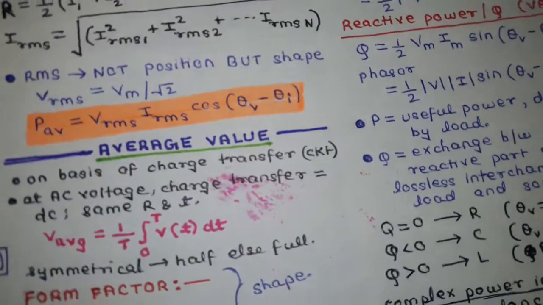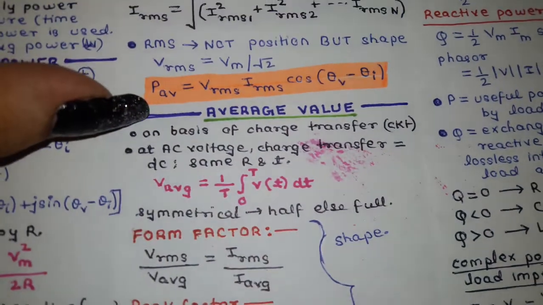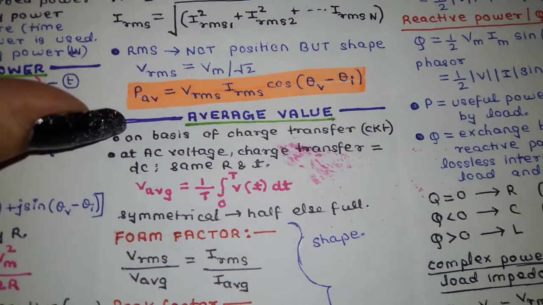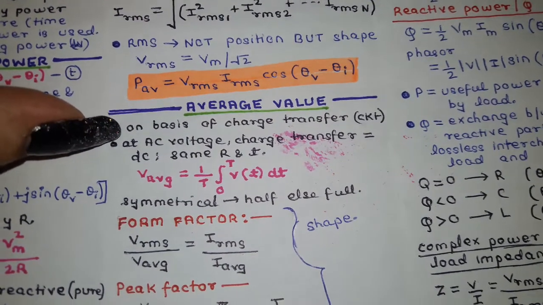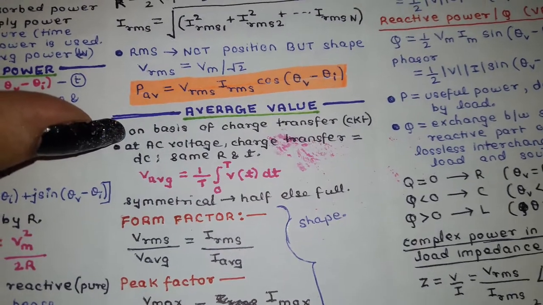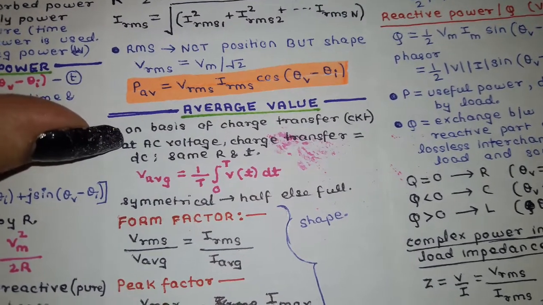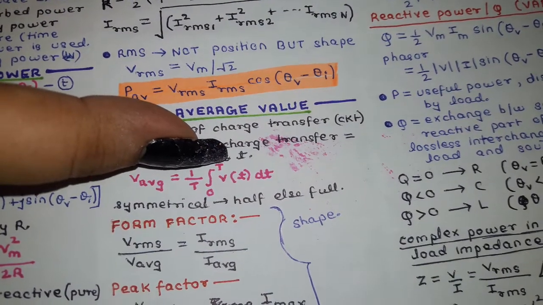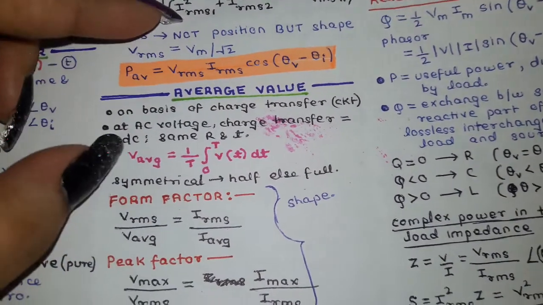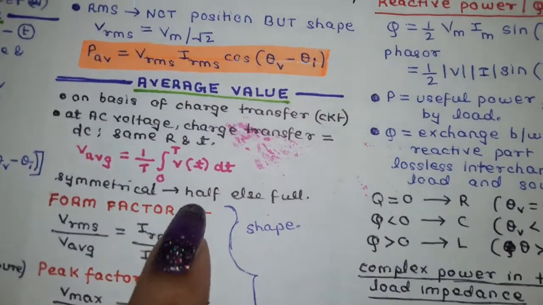Let's talk about average value. It is defined on the basis of charge transfer. It is that AC voltage at which charge transfer in both AC circuit and DC circuit is same, provided that both circuits have same resistance and have been supplied for same amount of time. And it is defined by this general formula.